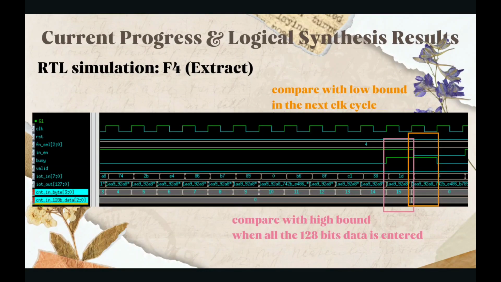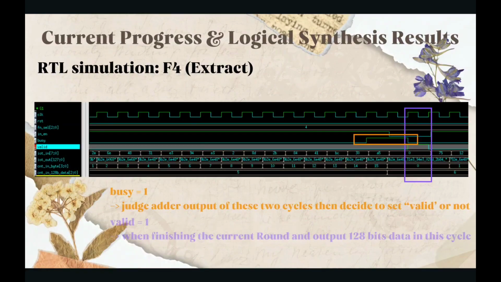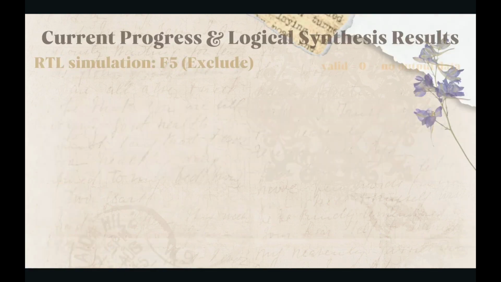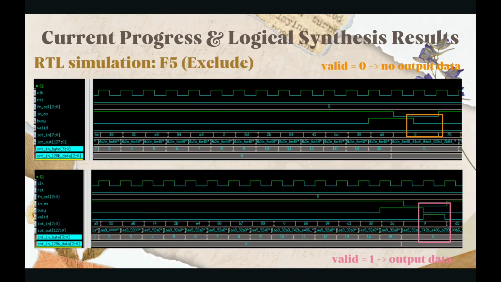For function 4, when each 128 bits data is completely loaded, the signal BZ converts to high. In the first clock of BZ equal to 1, this data will be compared with the high bound, and in the next clock, this data will be compared with the low bound. If this data should be output, then signal valid will be sent to high and output 128 bits data in this cycle. Function 5 is almost the same as function 4.